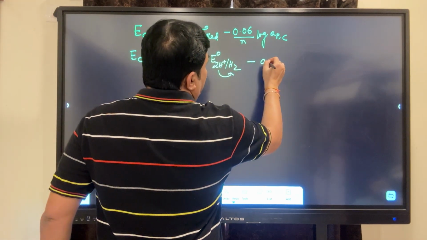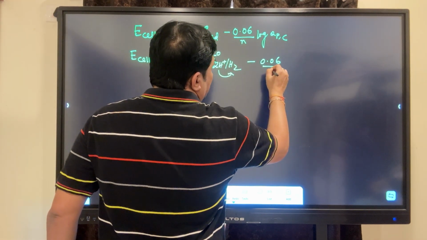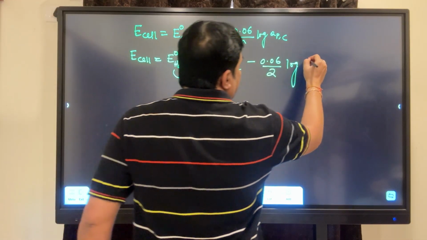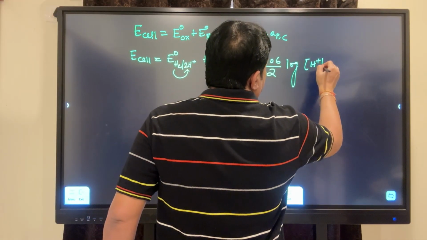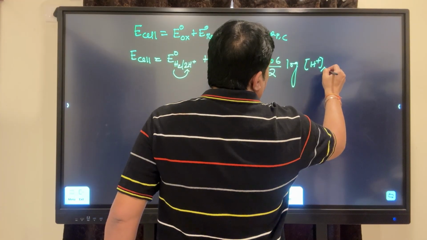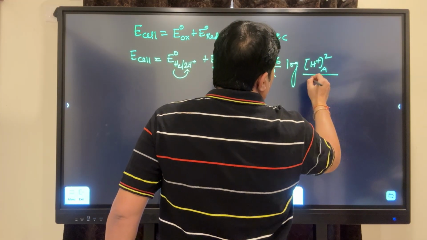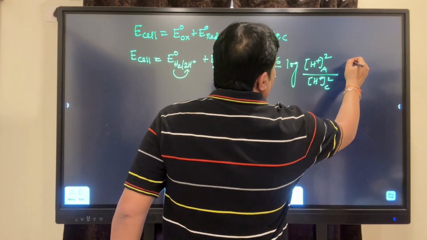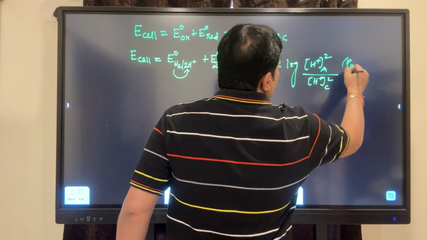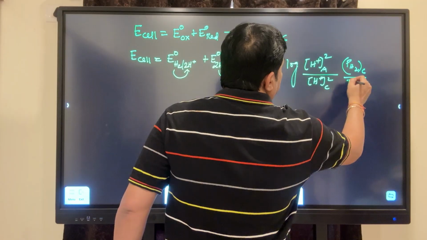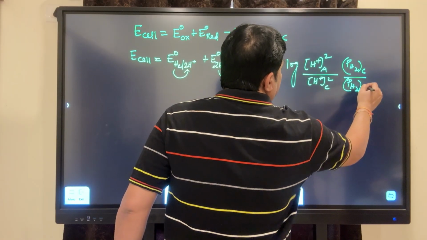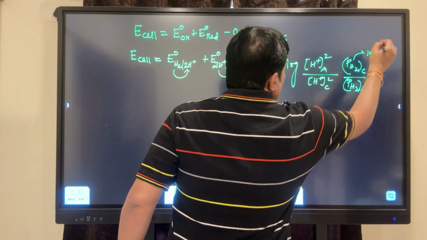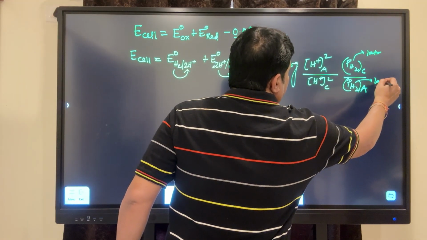Minus 0.06, how many electrons change? 2 electrons change. Log of Q, the expression we got: H plus concentration at the anode to the power 2 by H plus concentration at the cathode to the power 2, and partial pressure of hydrogen at the cathode by partial pressure of hydrogen at the anode. Anyhow, this substance will be 1 atmosphere. Already we have to put 1. This will be 1 atmosphere.